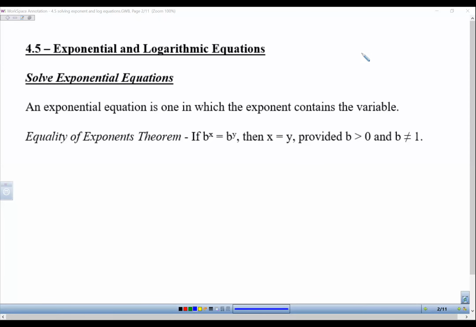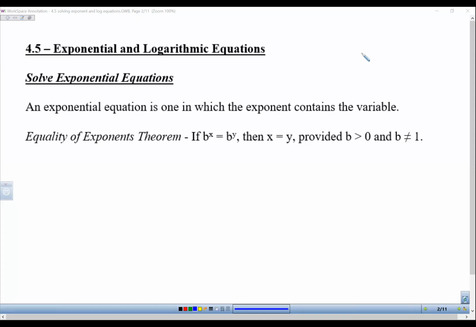Okay, we're in section 4.5 today. In this section we're going to be solving some exponential and logarithmic equations. We looked at simplifying log expressions and exponential expressions. Now we're actually going to have an equation and we're going to be solving for the variable. So we're going to start with some exponential equations.